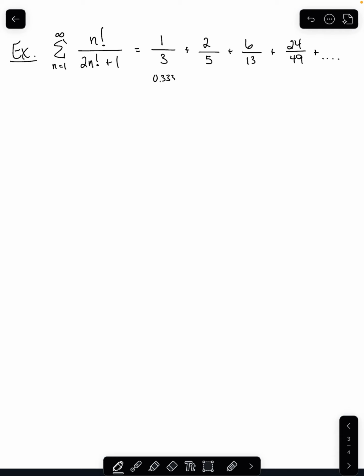1/3 is, of course, 0.3 repeating. 2/5, of course, is 0.4. 6 over 13 is 0.461, etc. 24 over 49 is 0.489, etc. It's easier to see from the decimal equivalents that these terms do, in fact, keep getting larger.